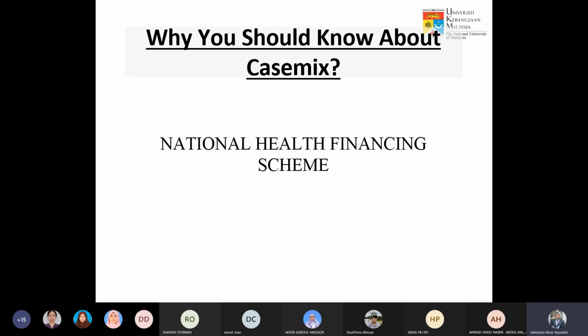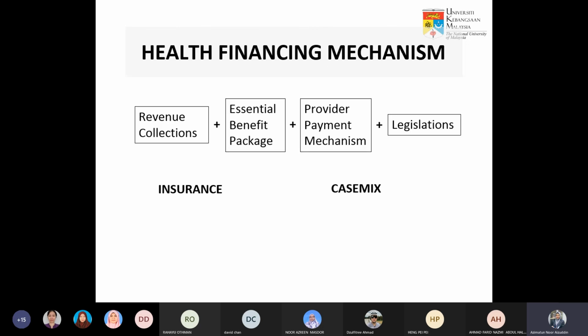Casemix is actually related with the National Health Financing Scheme. So in the world, when we talk about the whole country's financing scheme, we need to have one method or tool to help us in the monitoring and also identifying, etc. So that's why we need a Casemix.